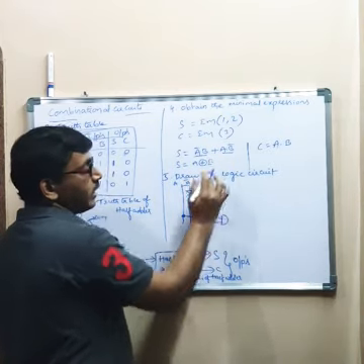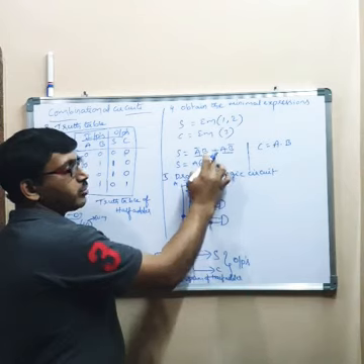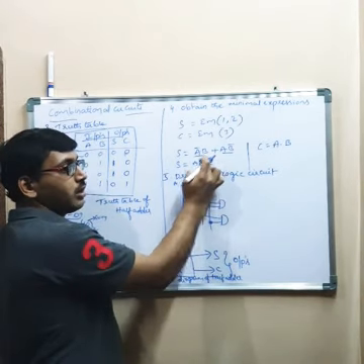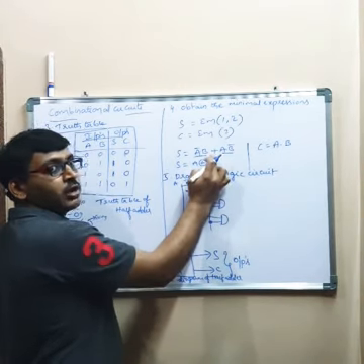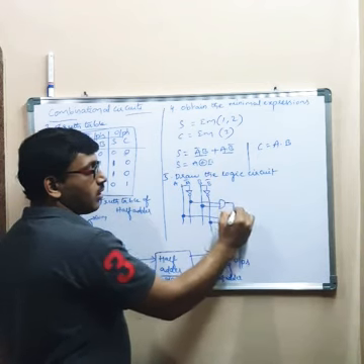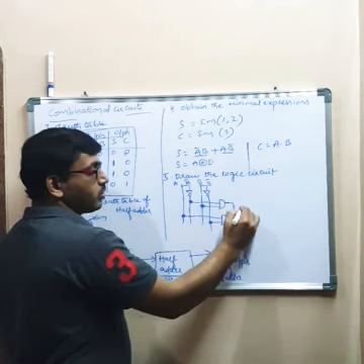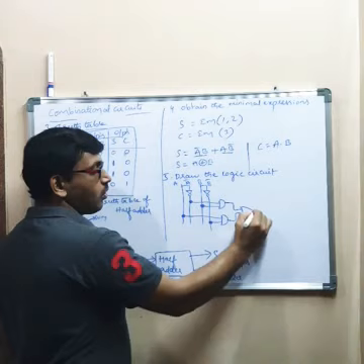And these two AND gates are inputs to which gate? OR gate, right? You have again OR gate. So I will connect these two outputs as input to OR gate.